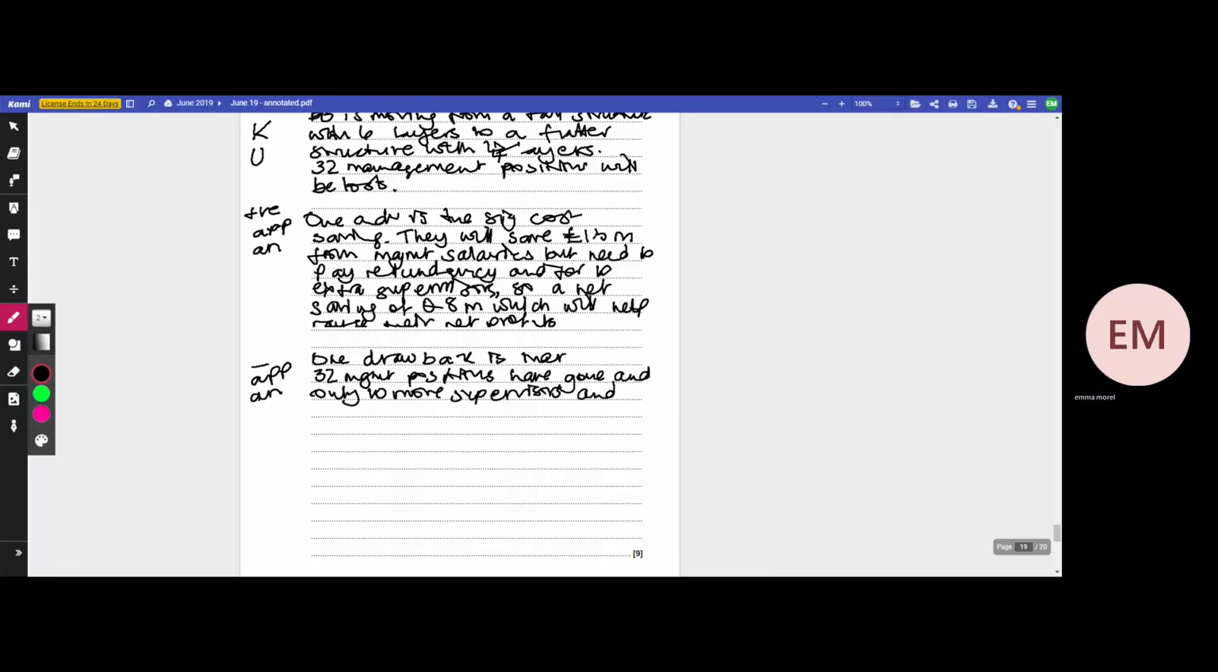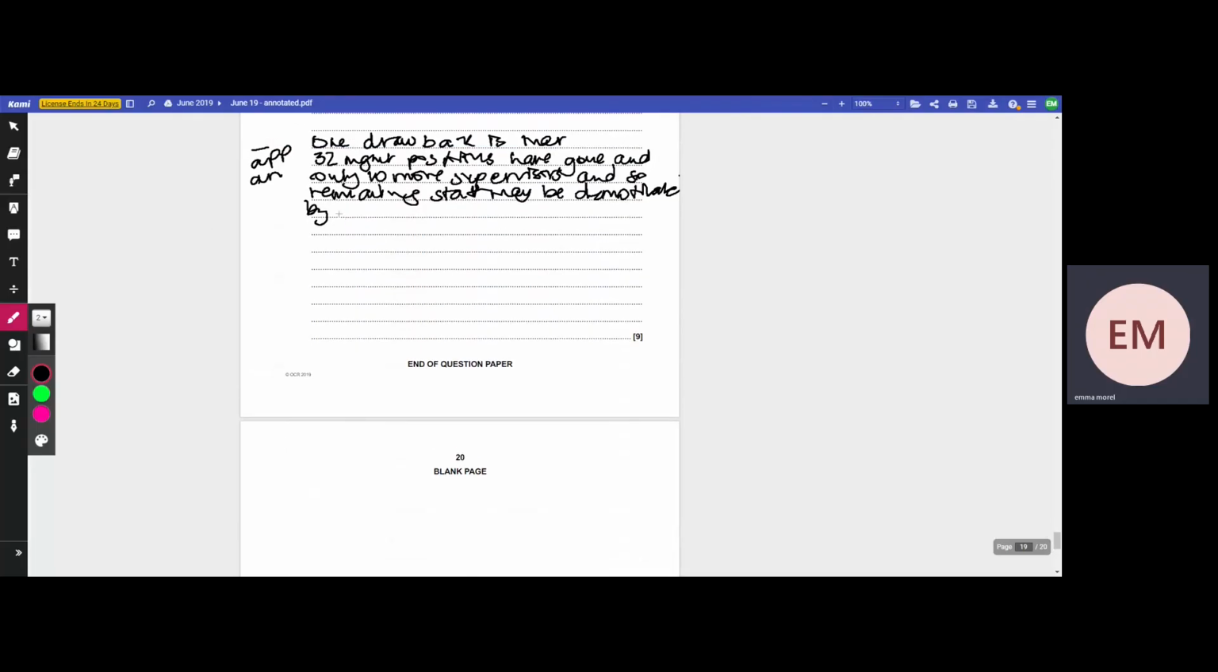And so remaining staff may be demotivated by having to, just move the screen down a bit, by having to do the work of the 22 lost positions.